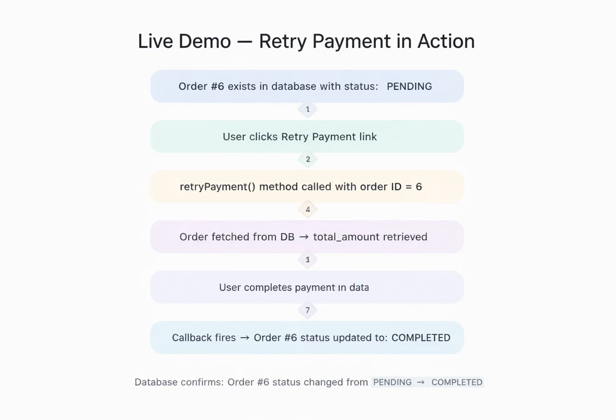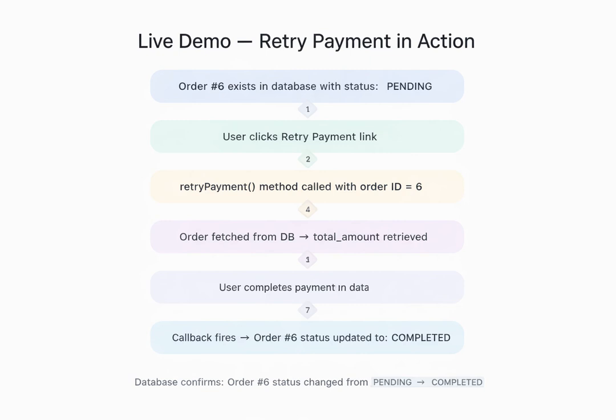The instructor demonstrates this live. There's an order number 6, sitting in the database with a status of pending. The user clicks the retry payment link. The retry payment method is called. It fetches order 6 from the database, grabs the total amount, and hits the Culti API. The user then completes the payment on the Culti interface. Once done, the Culti callback fires, and the order status in the database is updated from pending to completed.